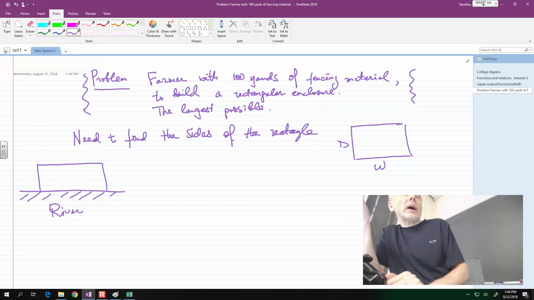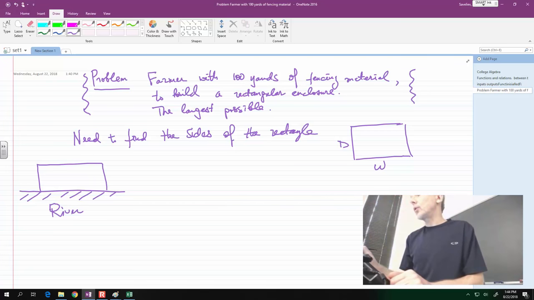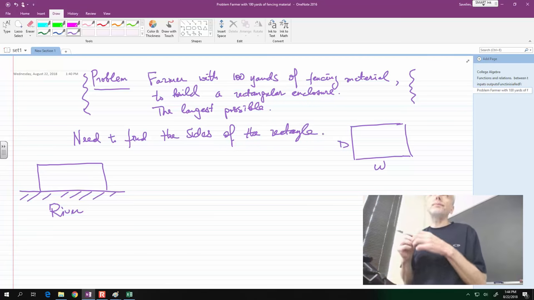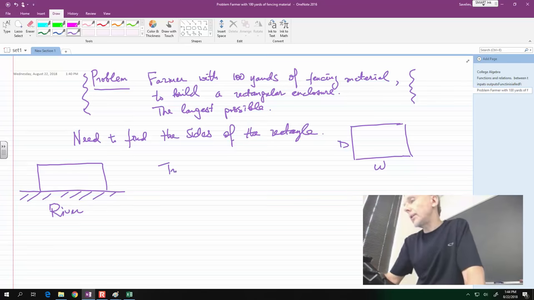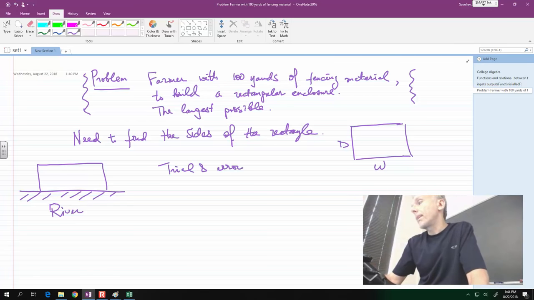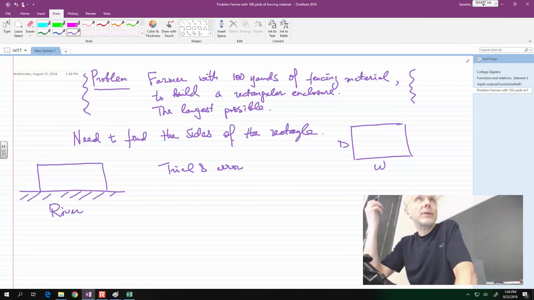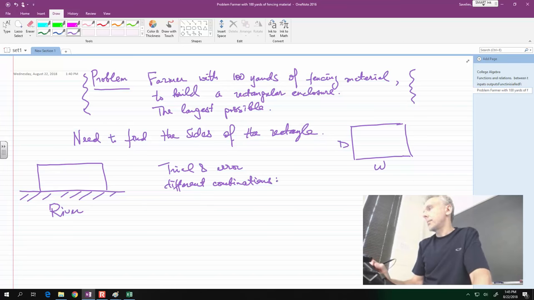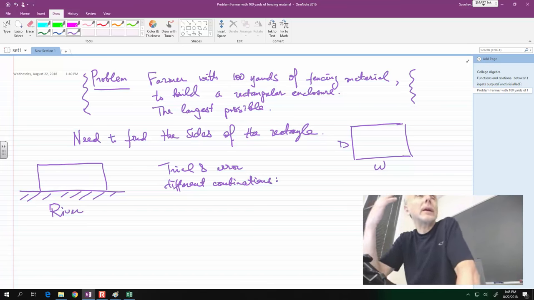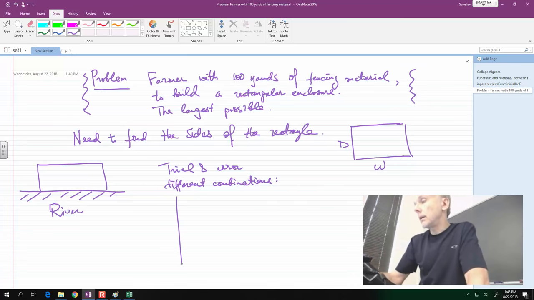What would common sense tell you to do if you want to solve this problem? Trial and error. So you try different combinations of width and depth, and then you compare them. You can see already that it is going to be about data.